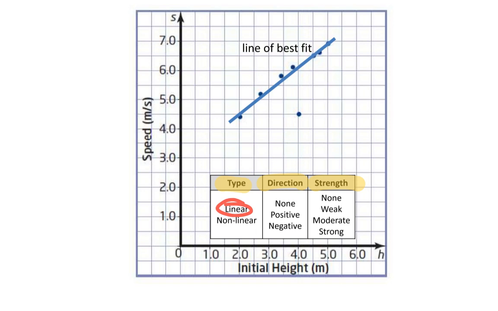Next, we're going to take a look at direction. Generally speaking, are these points going upwards or are they going downwards? I would say they're mostly going upwards, giving it a positive direction. Last, we're going to take a look at strength. Strength refers to how close the points are to the line of best fit. I would say these points are pretty close to the line of best fit, making it a strong relationship. Now I know there's an outlier over here, but if you ignore it, it looks pretty strong.